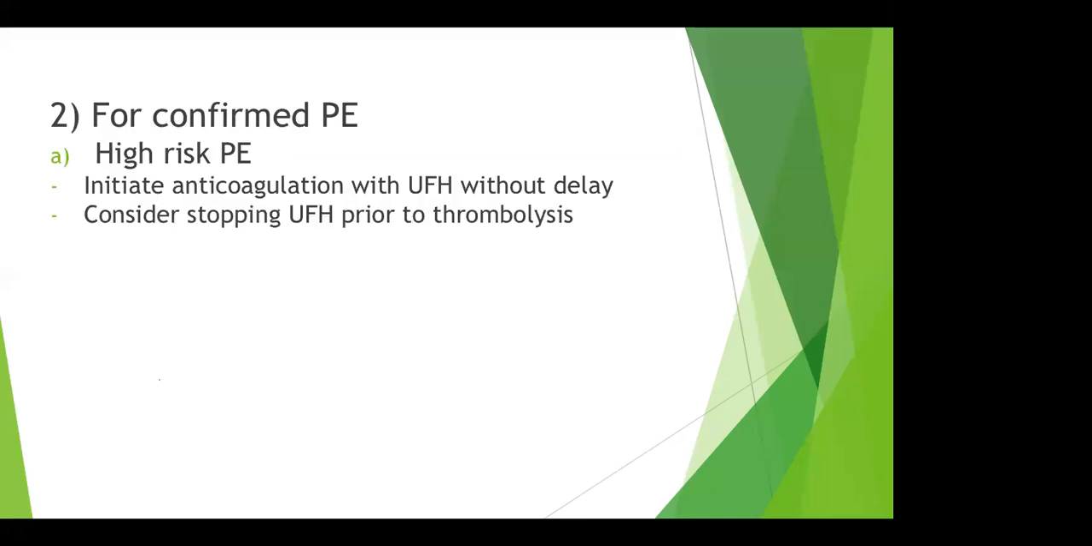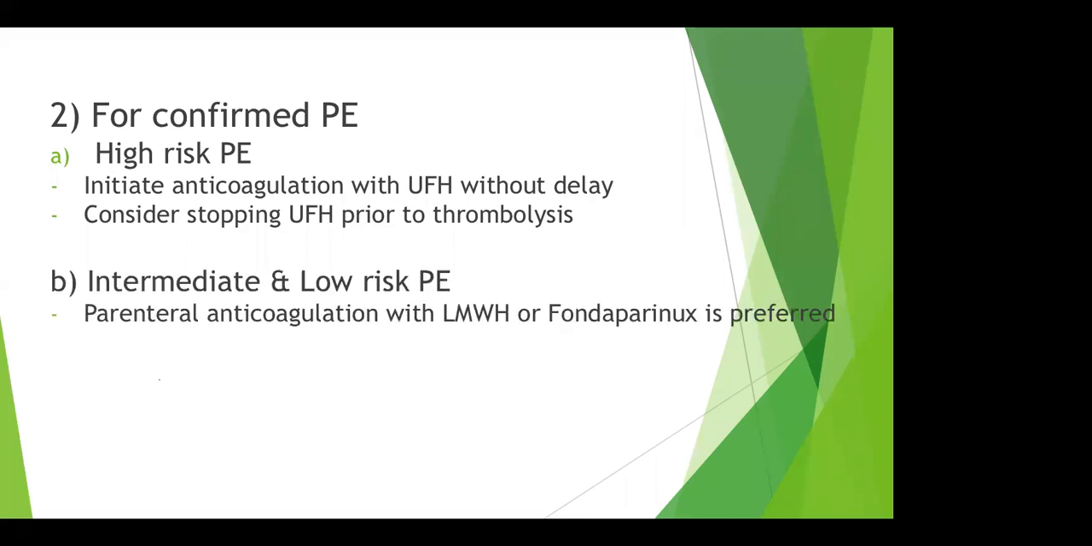Okay, for patients with confirmed PE, anyone with a high risk PE, you start unfractionated heparin infusion. That is better because it has a short half-life. You can stop anytime. If there's bleeding, you can reverse. Patients with intermediate to low risk PE, you can start anticoagulation with Clexane or Fonda.